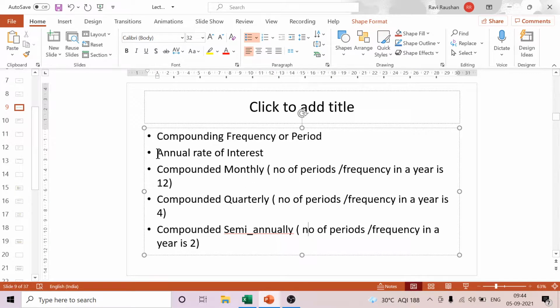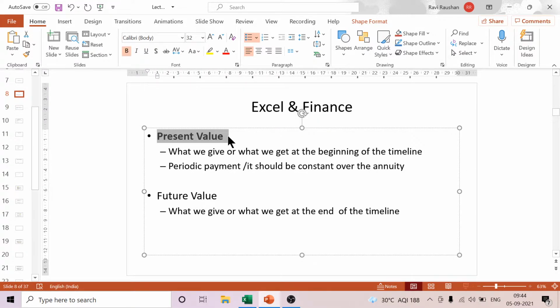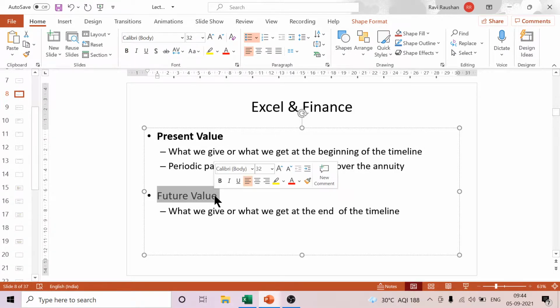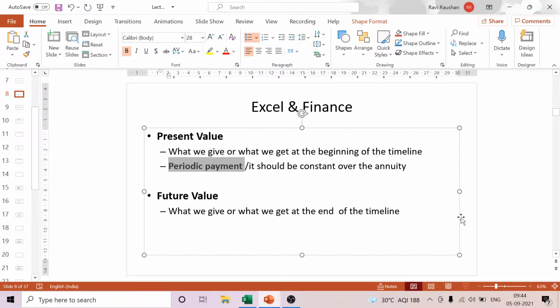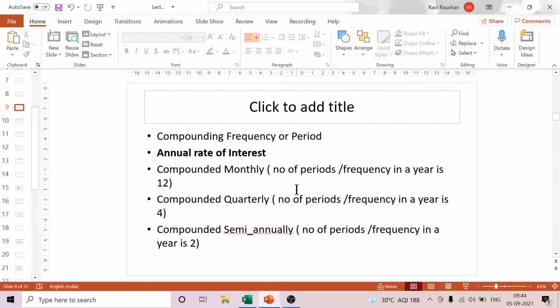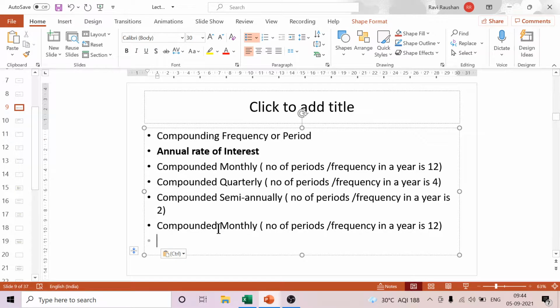So what we have? We have an annual rate of interest. We have a present value that we are investing or taking at the beginning. Future value that we are getting or we are paying at the end. There may be some periodic payments that we make or we get, and there is something we call the compounding factor. And there will be compounded annually also. If it is compounded annually, that means the number of periods is 1.